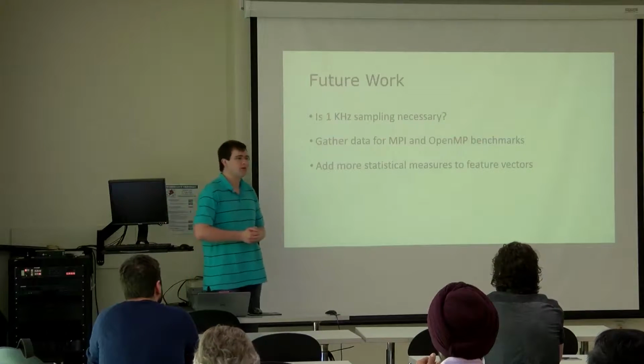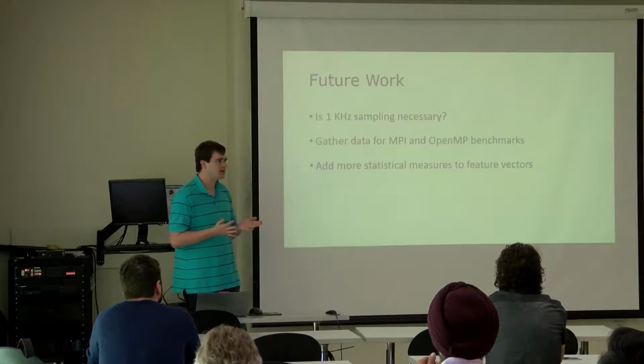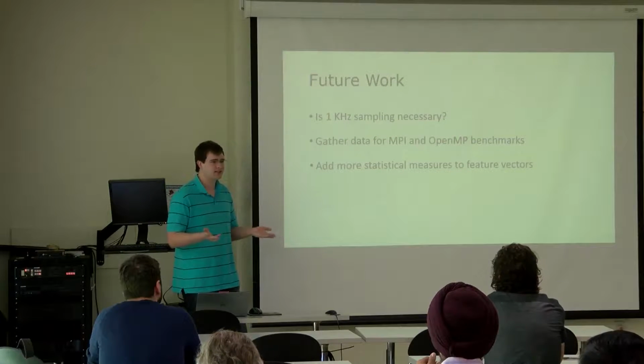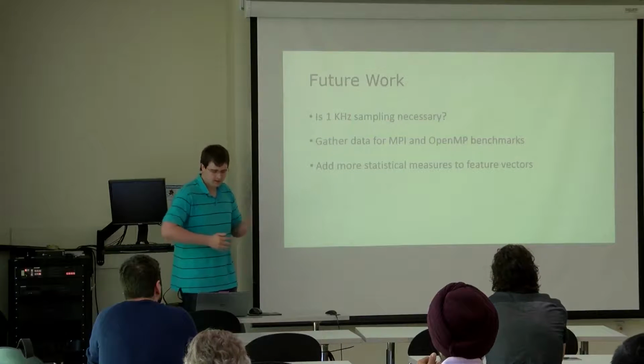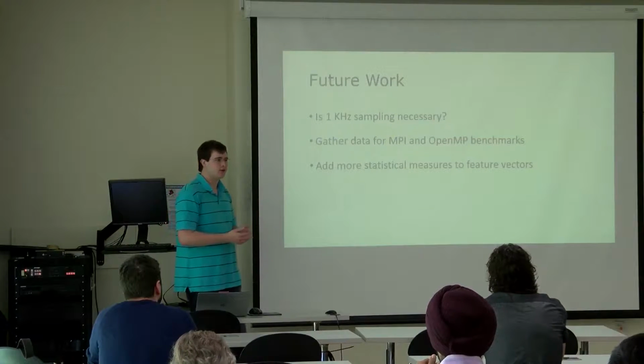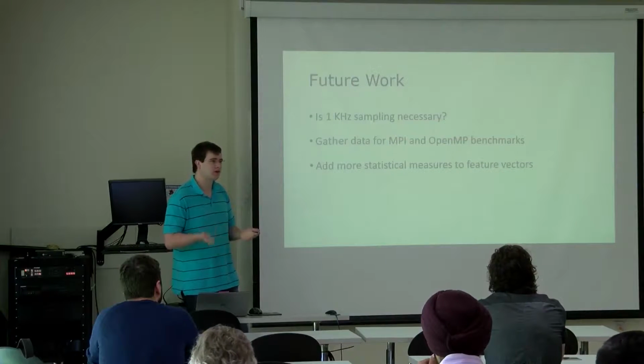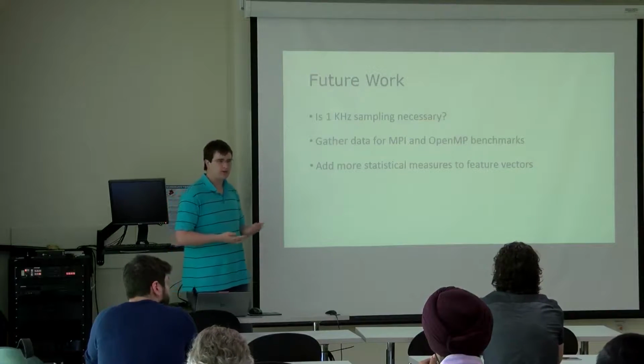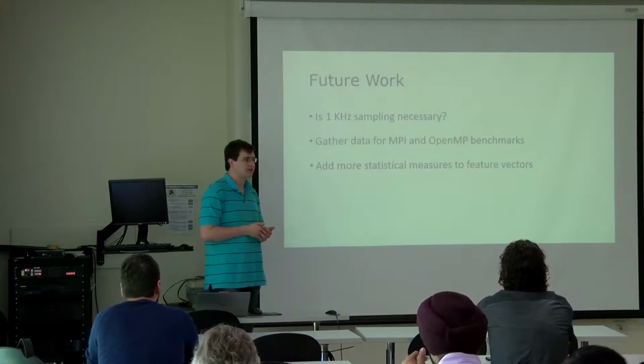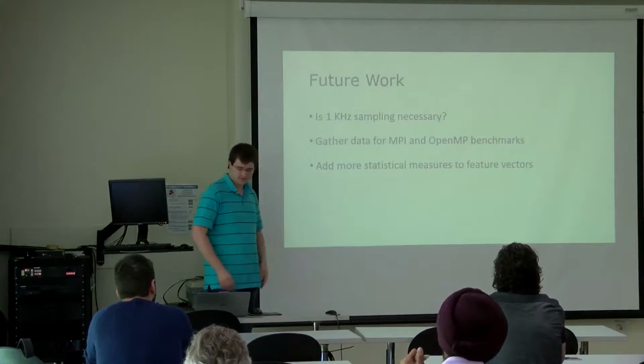So in the future, what we want to look at is, do we need 1 kilohertz sampling? Is that actually necessary for this power signature? We also want to gather this data for other benchmarks because we only did the serial benchmark, so next we want to look at OpenMP and MPI. And we also want to look into adding more statistical measures to our feature vectors.